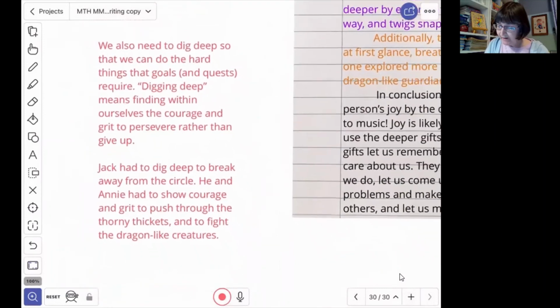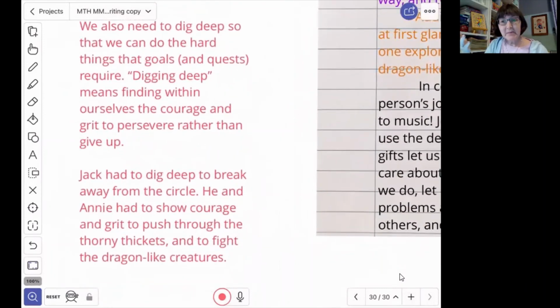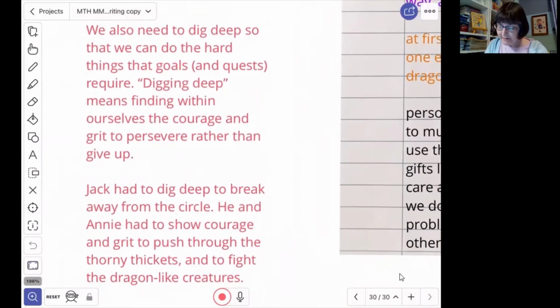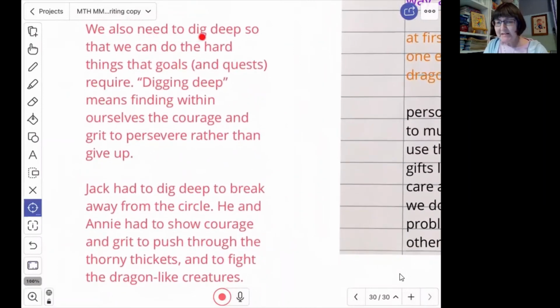Something else I thought about as I was thinking about looking deeper was the idea of digging deeper. And I thought to myself, we also need to dig deep so that we can do the hard things that goals and quests require. Digging deep means finding within ourselves the courage and grit to persevere rather than give up.